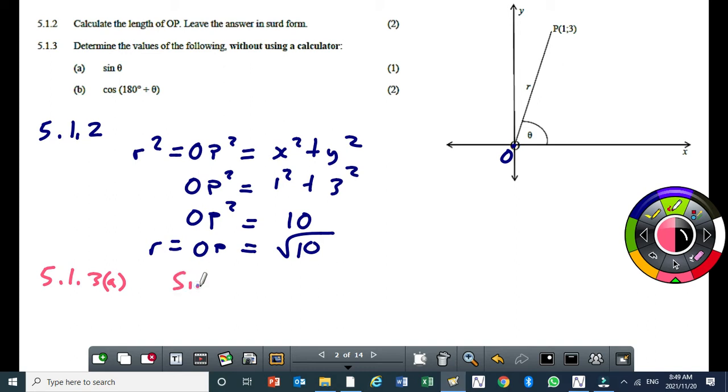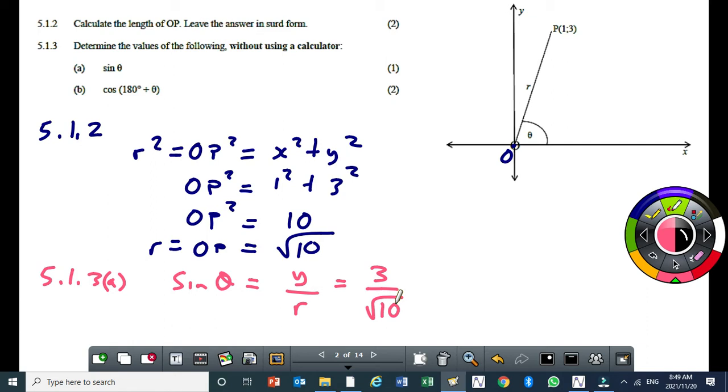Right, sine theta, this one is very straightforward. You just write the formula, which is y over r, and then you substitute. The y is 3, the r is square root of 10. Now, we're only calculating ratios here. So there's no need to convert that 3 over square root of 10 to a decimal. You leave it like that.